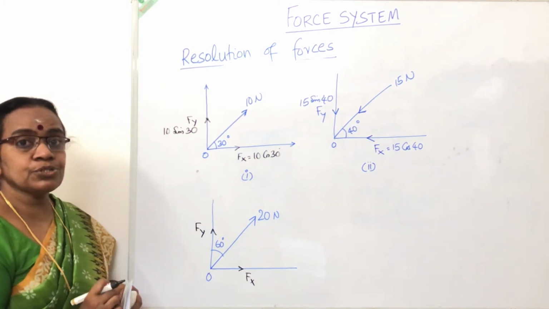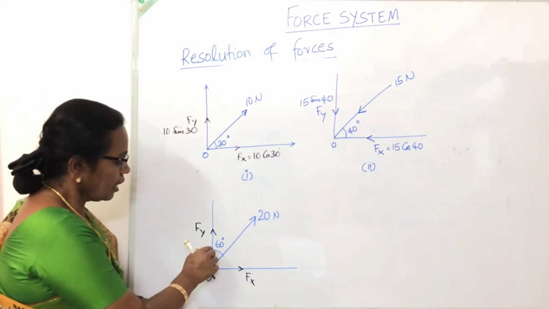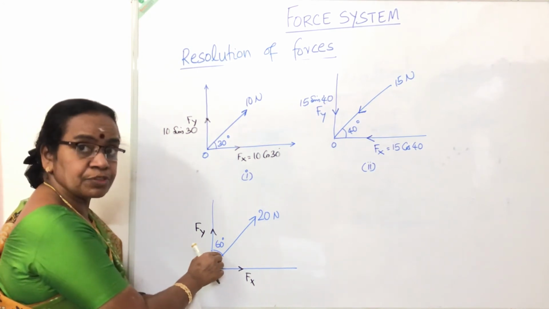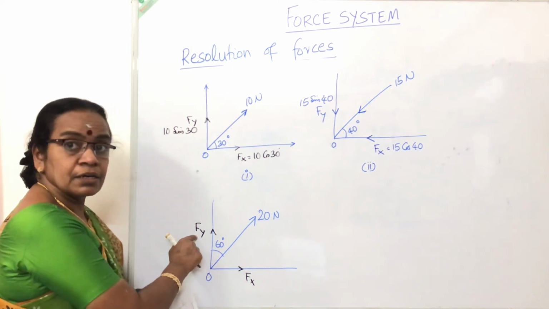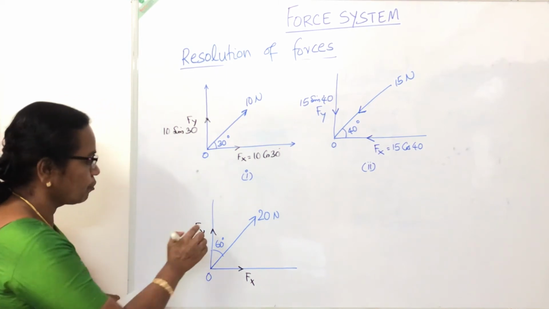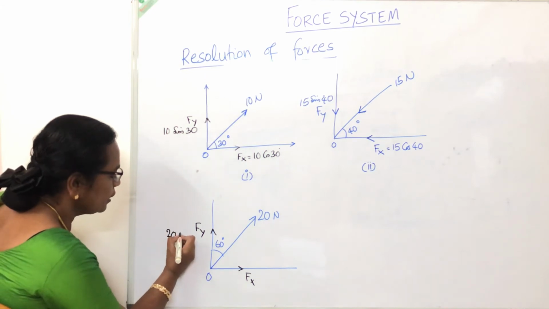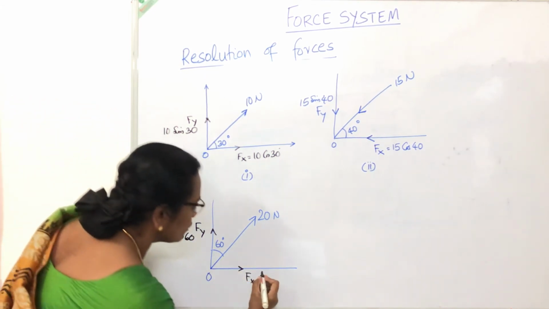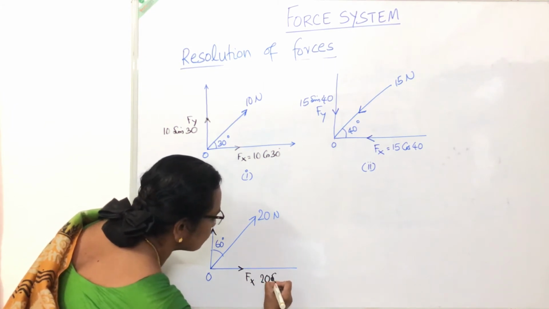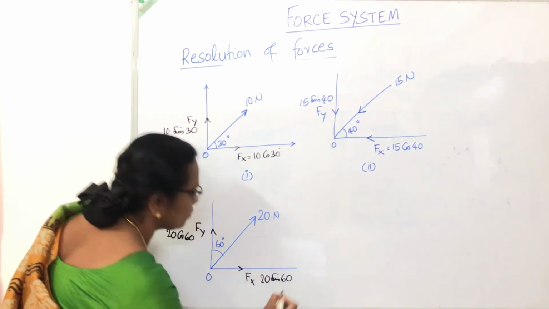What about the magnitude? This angle is 60 degrees. The angle with the y-axis is 60 degrees. So this component will be cos 60. So Fy will be 20 cos 60, and the other component will be 20 sin 60.